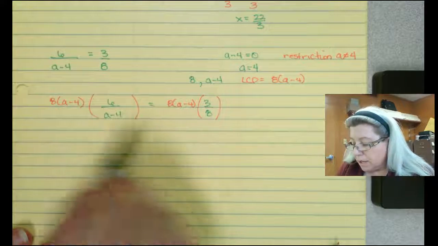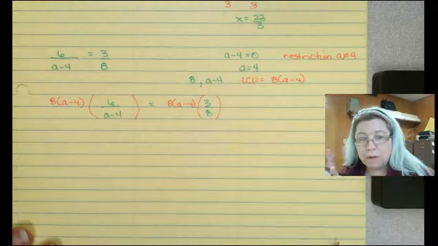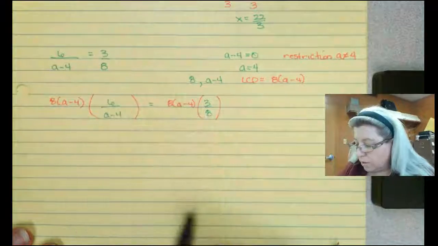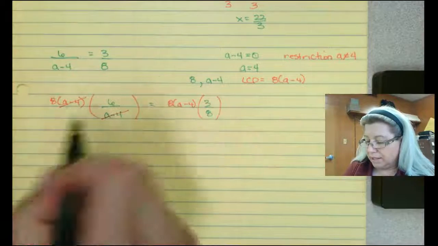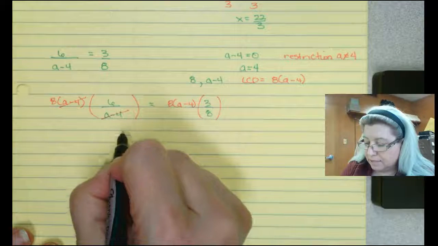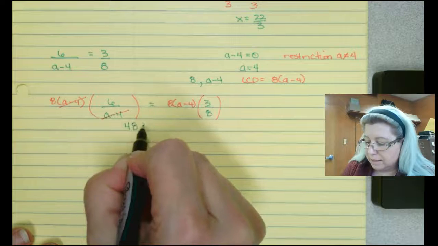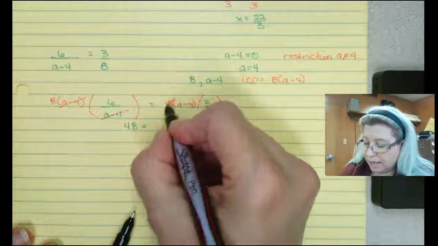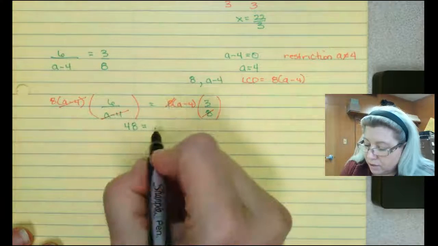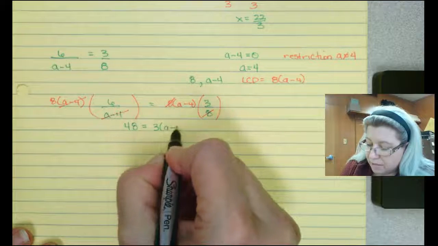I'm not going to multiply through. I'm going to reduce before I multiply. The a minus 4 cancels with a minus 4. That leaves 8 times 6 is 48 equals, reducing the 8, leaving 3 times a minus 4.